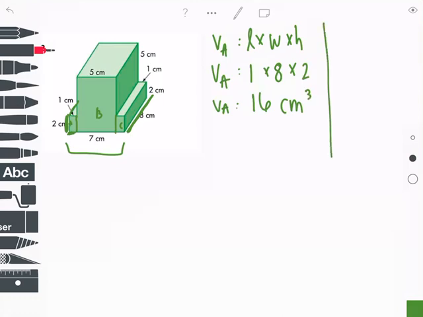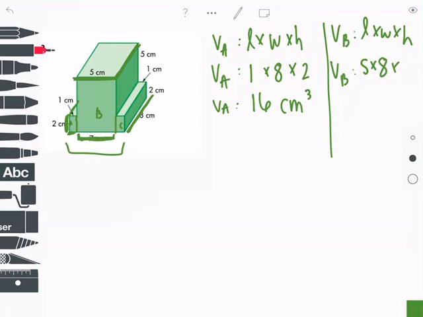Volume A is 1 times 8 is 8 times 2 is 16 centimeters cubed. Okay. For volume B, volume B is going to be the length of volume B. So if you look at here, 7 measures all of it, but we only want to measure this part, which is the length up here. Okay, so we're going to use 5 for the length. The width is still 8, but now the height is going to change.